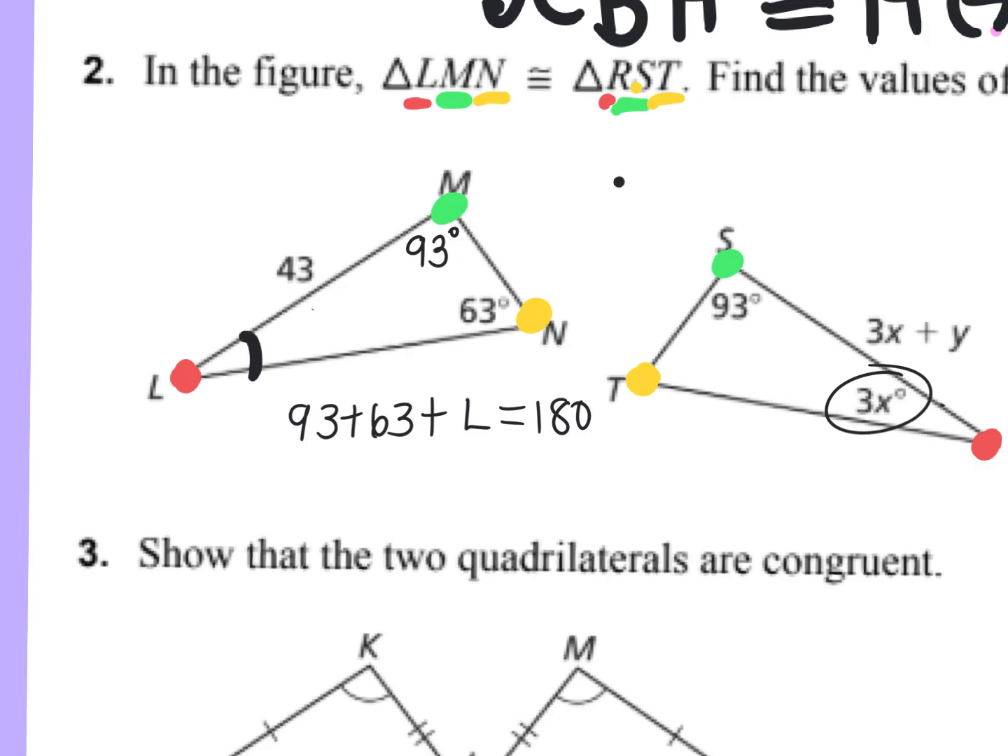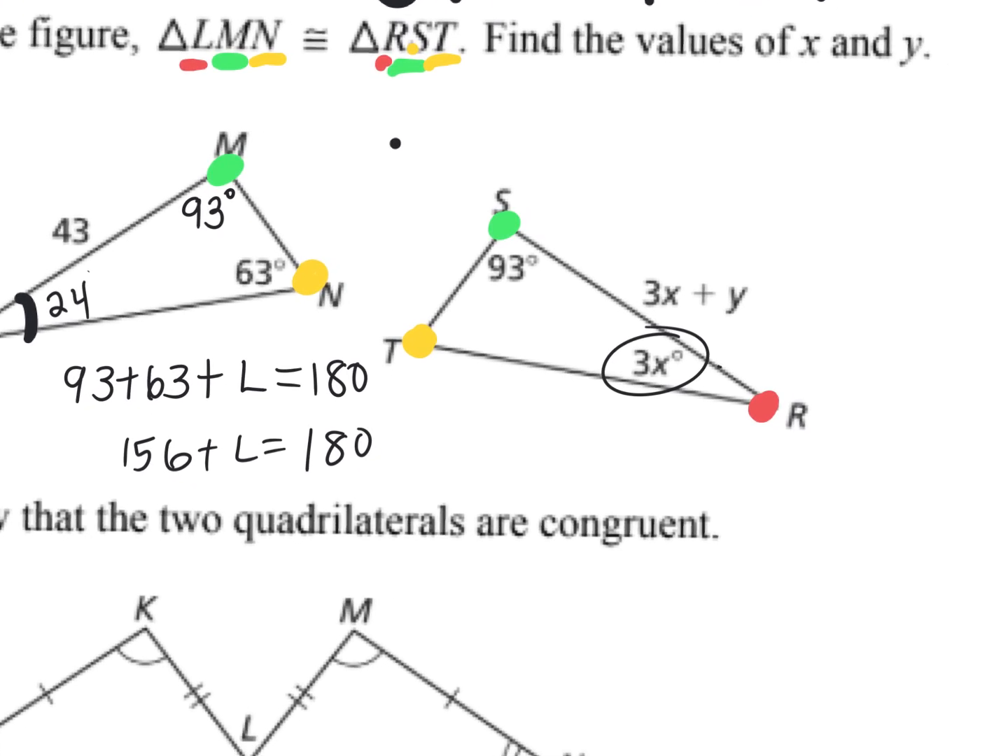What do you get when you solve for the missing angle measurement for L? Well, 93 plus 63 is going to be 156. Subtract 156 from 180, you get 24, right? So if angle L is 24, isn't angle R 24? Right? And it says 3x, so doesn't that mean 3x is equal to 24? Now I could solve for x by dividing by 3 on both sides. I get x is 8.